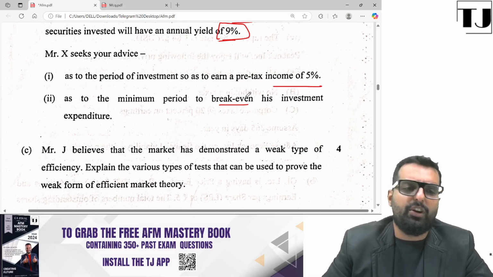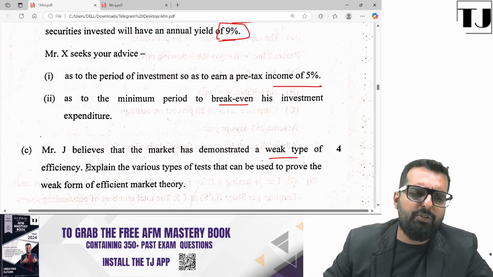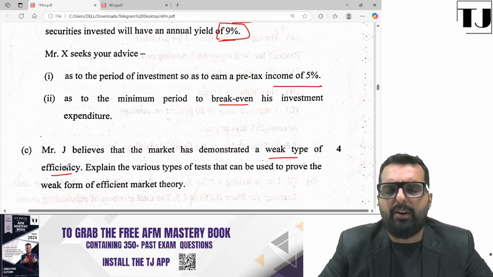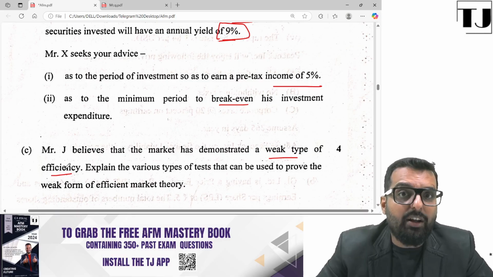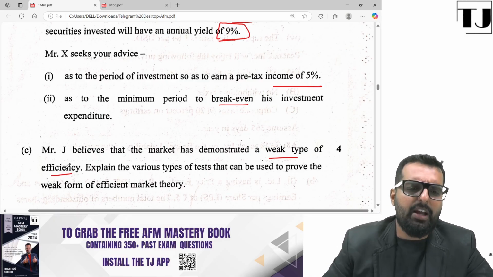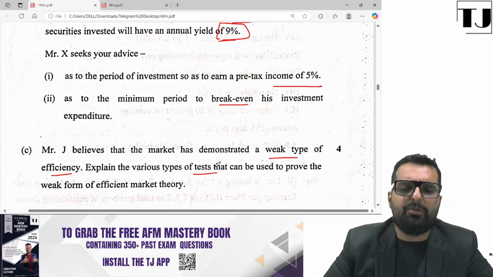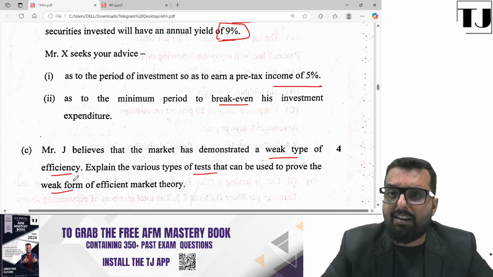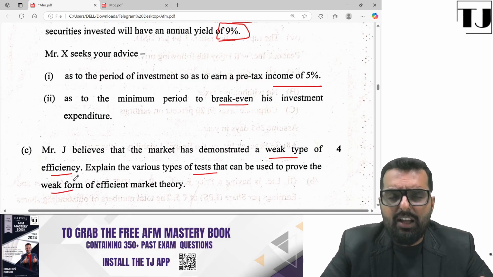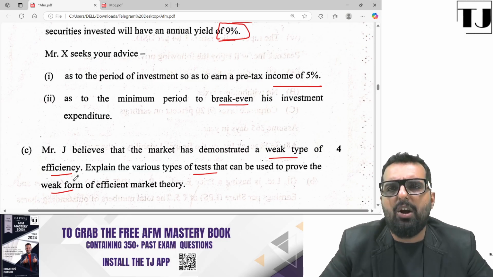Next question is a theory question. Has demonstrated a weak type of efficiency. I have told you in my class there are 3 forms: weak form, semi-strong, and the last one is strong form. They want you to do different types of tests that can prove the weak form. We have learned in our class, run test is there. It's also there in our theory marathon, through which you can always go through.